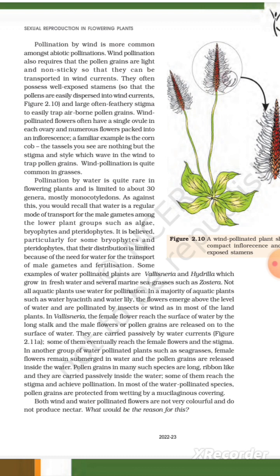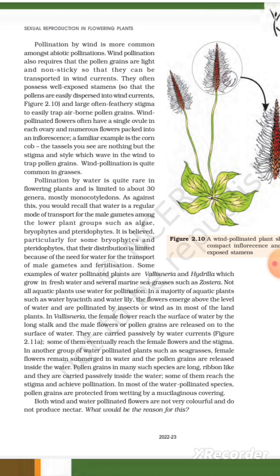Pollination by water is quite rare in flowering plants and is limited to about 30 genera, mostly monocotyledons. As against this, you would recall that water is the regular mode of transport for the male gametes among the lower plant groups such as algae, bryophytes and pteridophytes. It is believed, particularly for some bryophytes and pteridophytes, that their distribution is limited because of the need for water for the transport of male gametes and fertilization.